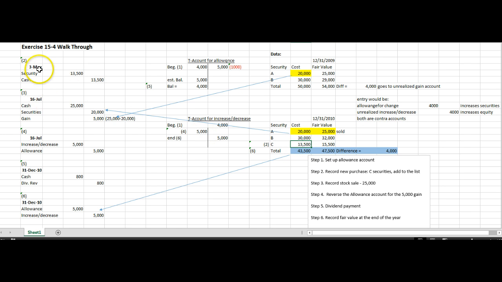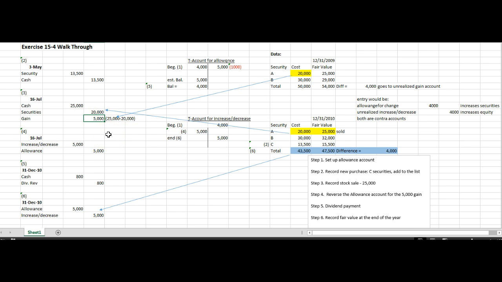Now we come around to July 16th, and we're going to sell security A right here. Security A we get $25,000 for. We paid $20,000 for it, and now I'm balanced. I can't have an entry that's not balanced. So this is a gain. As you can see, it shows right here the fair value. So now you have a gain on the sale of the security.